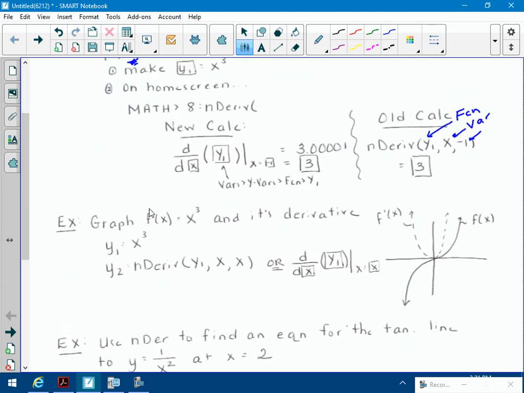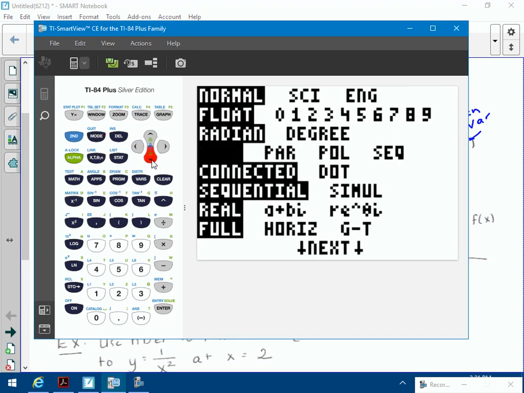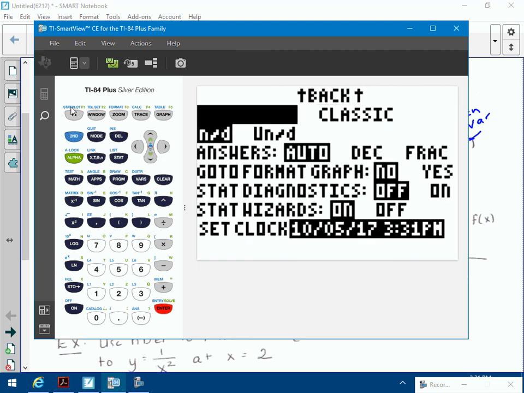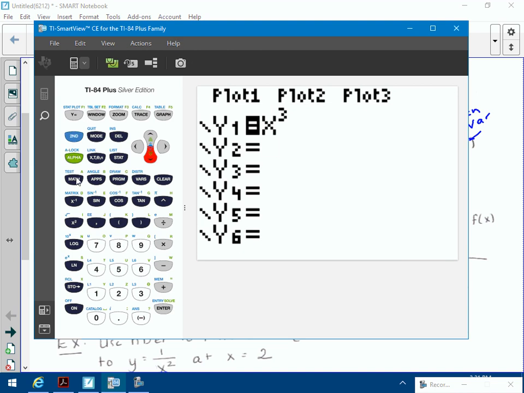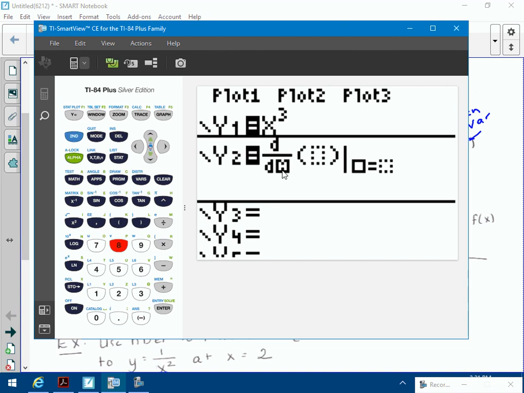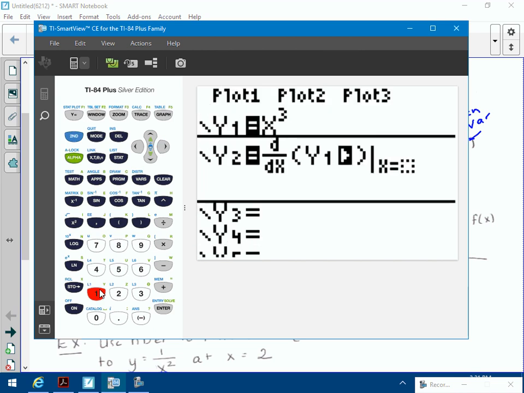I can also graph derivatives. We're going to be doing more with this by hand in a few days, but graph f of x equals x cubed and its derivative. So I could do that by going to, let's switch back to new calculator mode, because I think that's what most people have these days. So if I go back to y equals, got that x cubed in y1, I can actually go to math 8, get that nDeriv, put that right into y2 here. So I still want vars, y vars, function, y1 there.